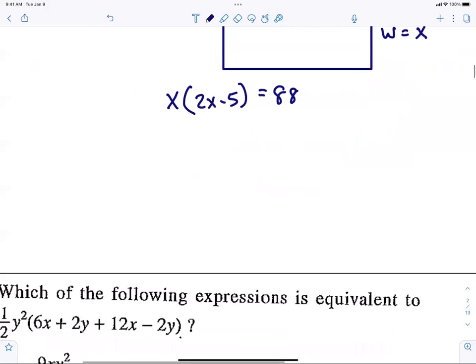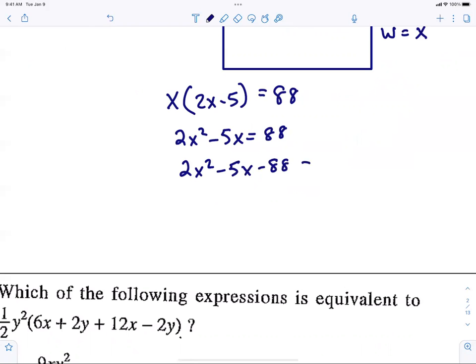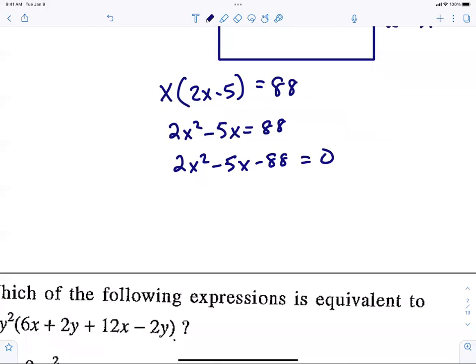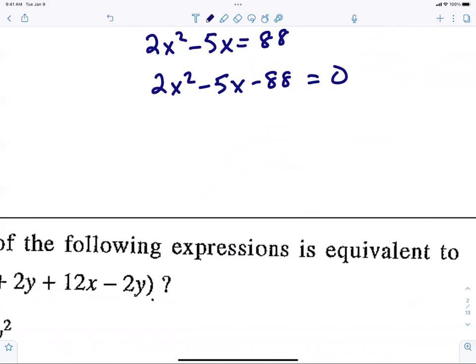Now we have to distribute the x, and we all get what? 2x squared minus 5x equals 88. Move the 88 over. 2x squared minus 5x minus 88 equals 0. Now we're doing our factoring. Take a second here and factor. Set up 2 sets of parentheses.